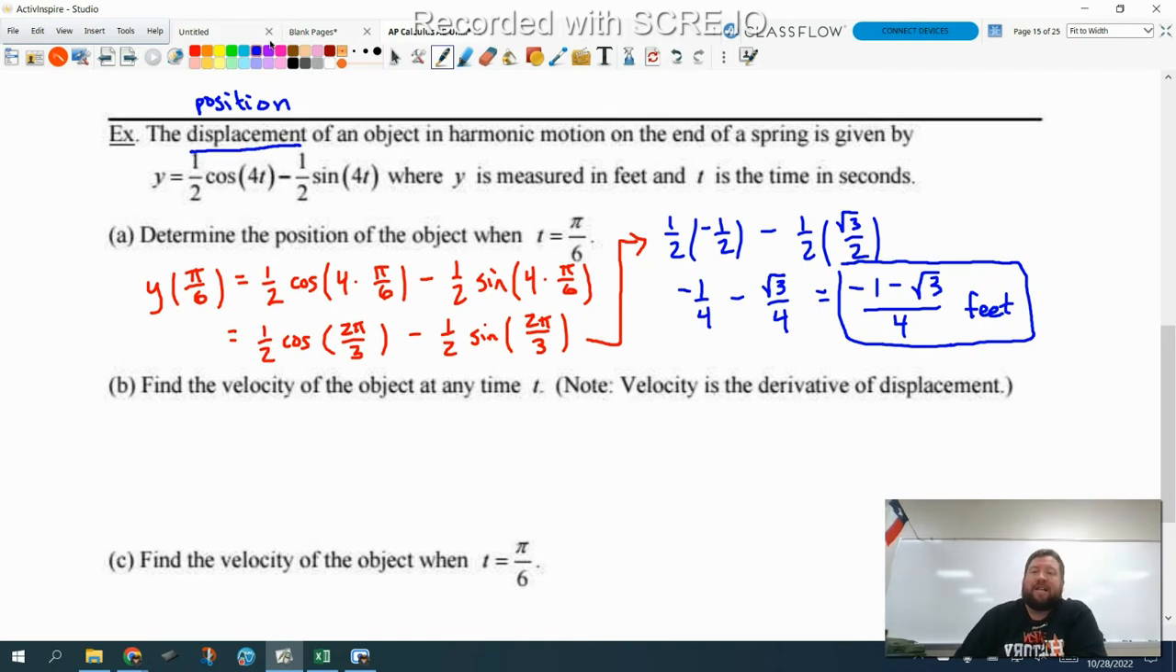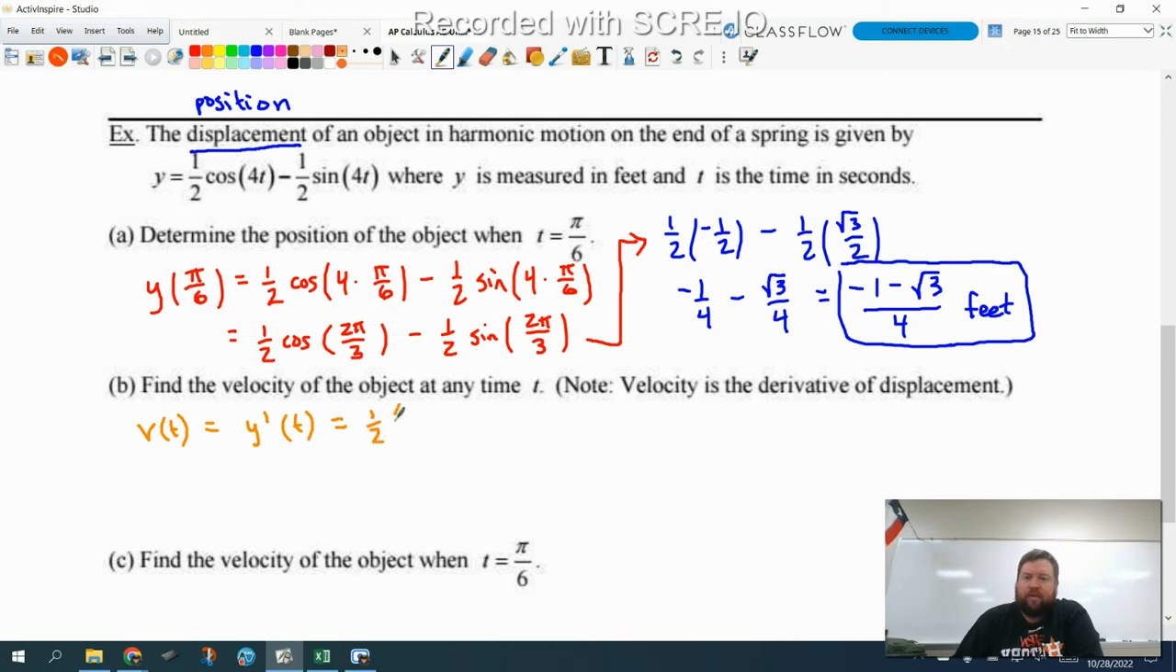All right, next one, find the velocity of an object at any time t. So velocity is the derivative of position. Same thing, derivative of displacement. So v of t is equal to y prime of t, because y is our position or displacement. So we're going to take the derivative.